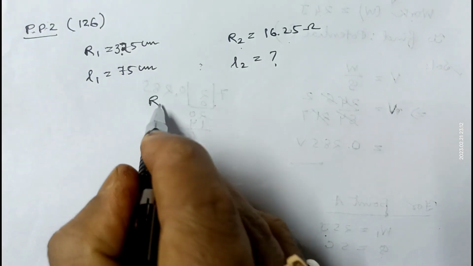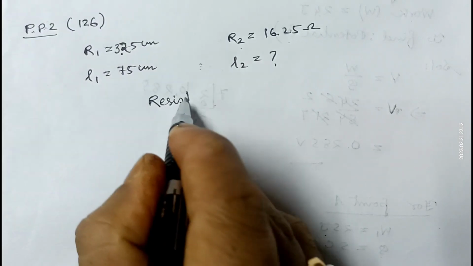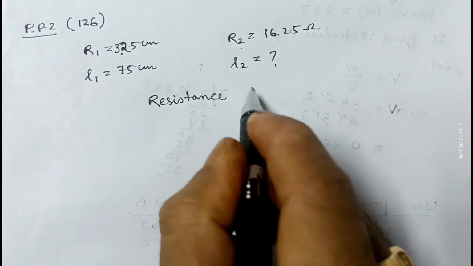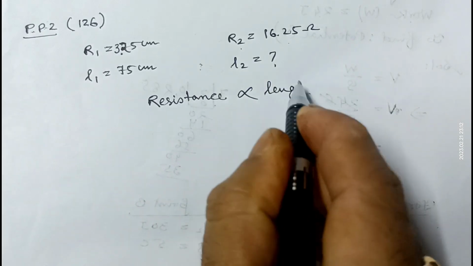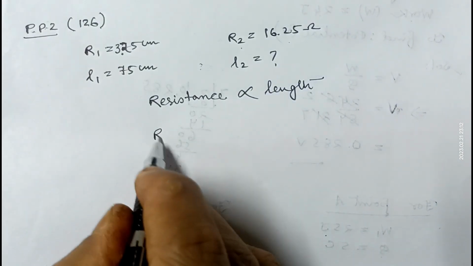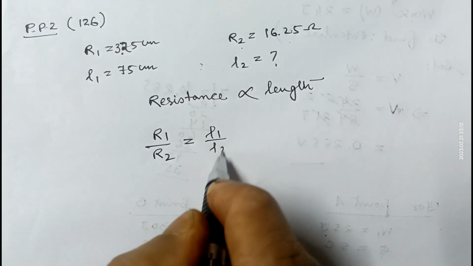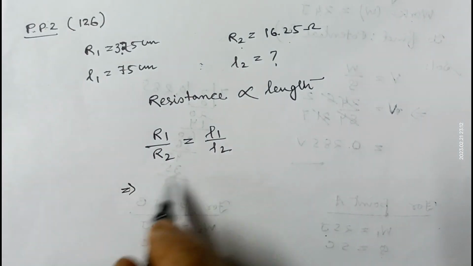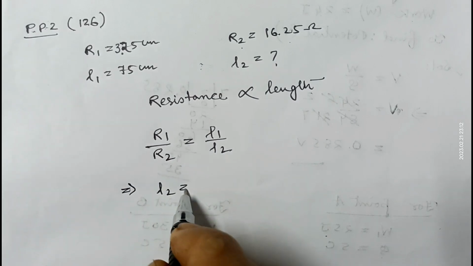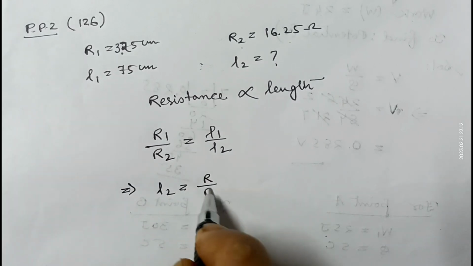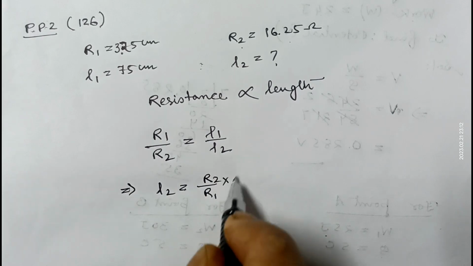We know resistance is directly proportional to the length of the conductor. We can write resistance proportional to length. So we can write R1 by R2 will be equals to L1 by L2. So L2 will be R2 by R1 into L1.